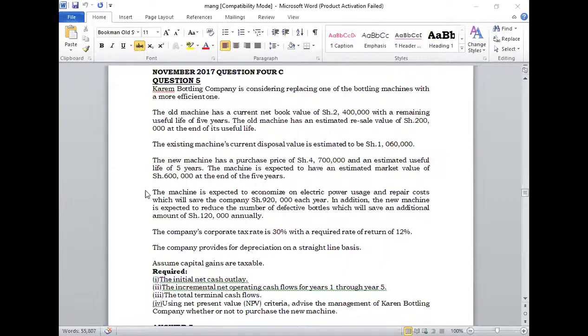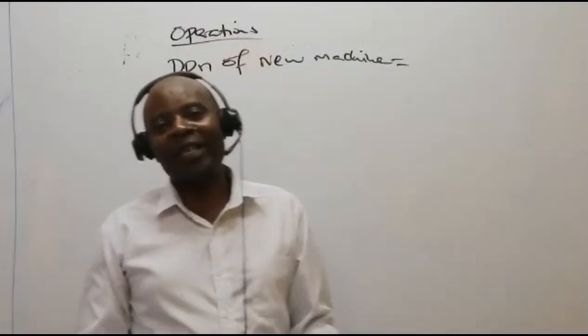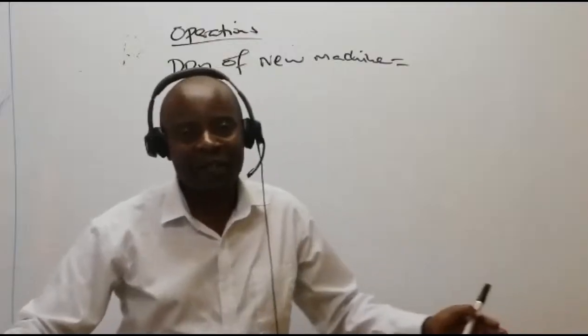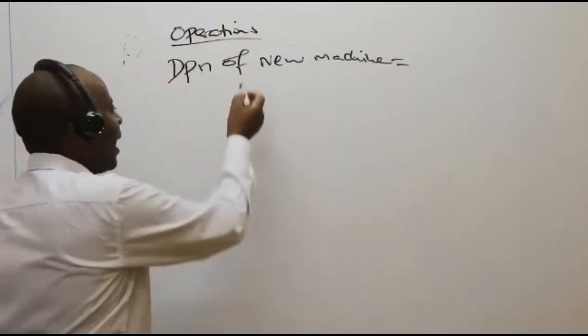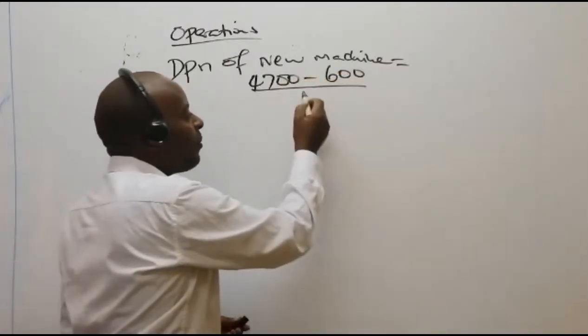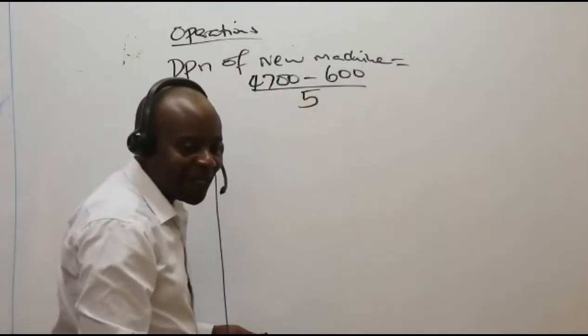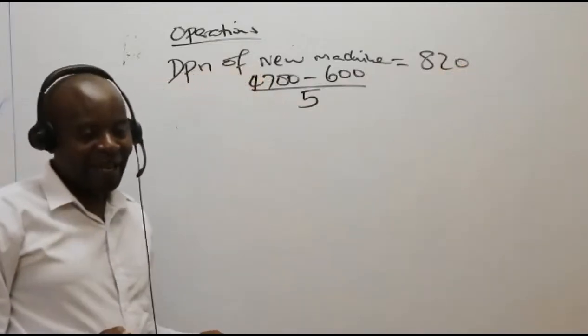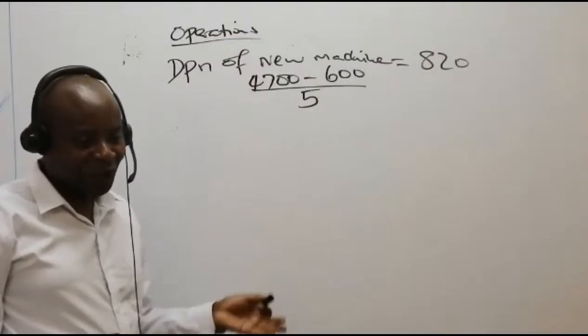So we are told here the new machine has a purchase price of 4,700 and an estimated useful life of 5 years. The machine is expected to have an estimated market value of 600,000 at the end of 5 years. Remember, unless we are told otherwise, depreciation is straight line. You take the initial cost of the machine minus the scrap, all over the number of years. So initial cost here is 4,700. They have given us the scrap of 600. Divide by the number of years, which is 5. Somebody tells me they are getting a figure of 820. That is the depreciation of the new machine.